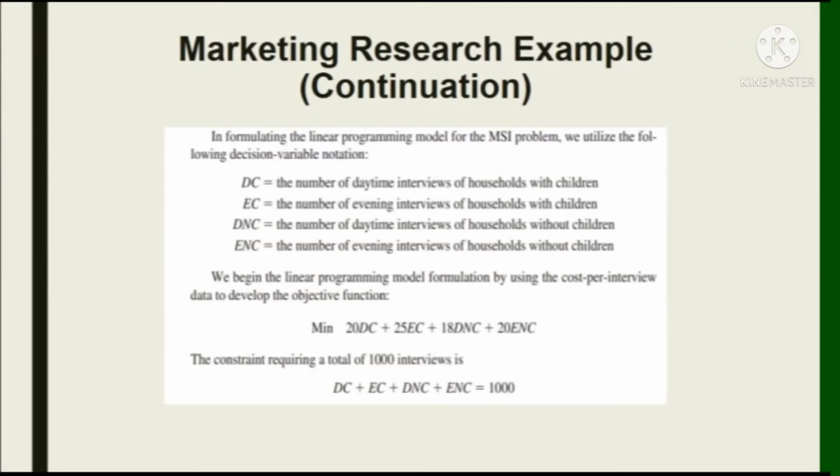So, in formulating the linear programming model for the MSI problem, we utilize the following decision variables notation. DC stands for daytime interviews of households with children. EC is evening interviews of households with children. DNC, the number of daytime interviews of households without children. And ENC is the number of evening interviews of households without children.